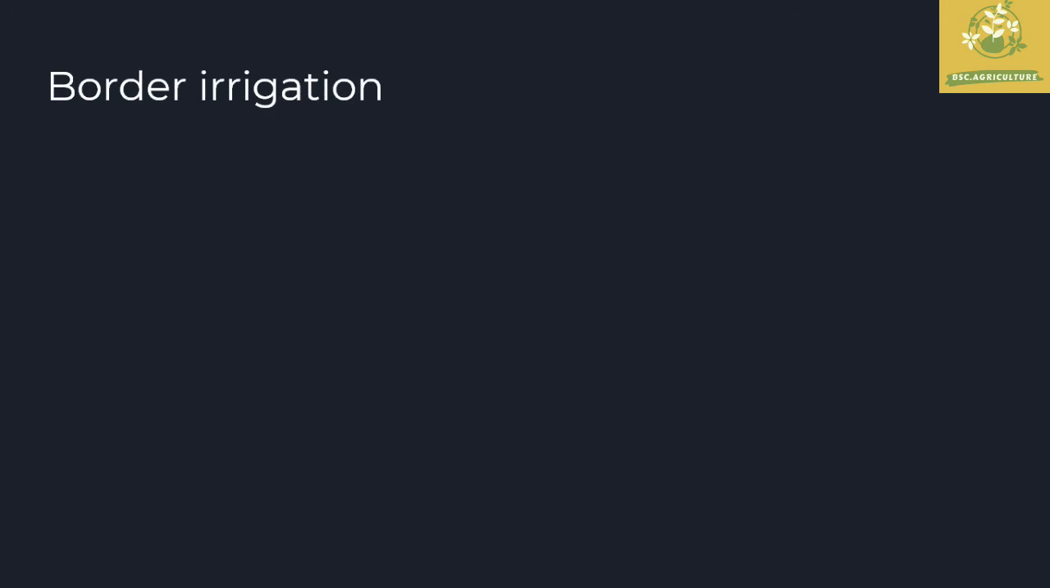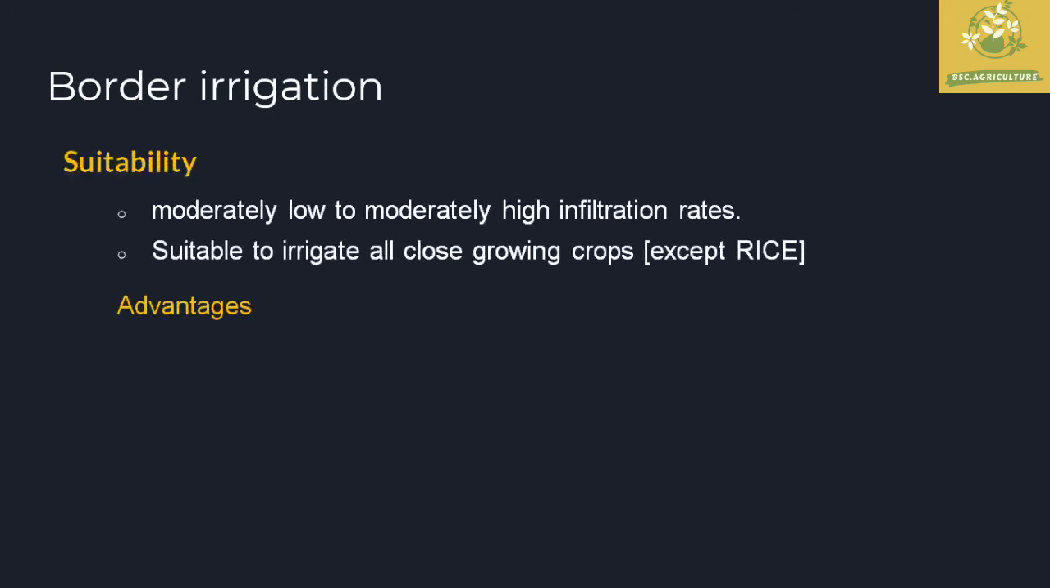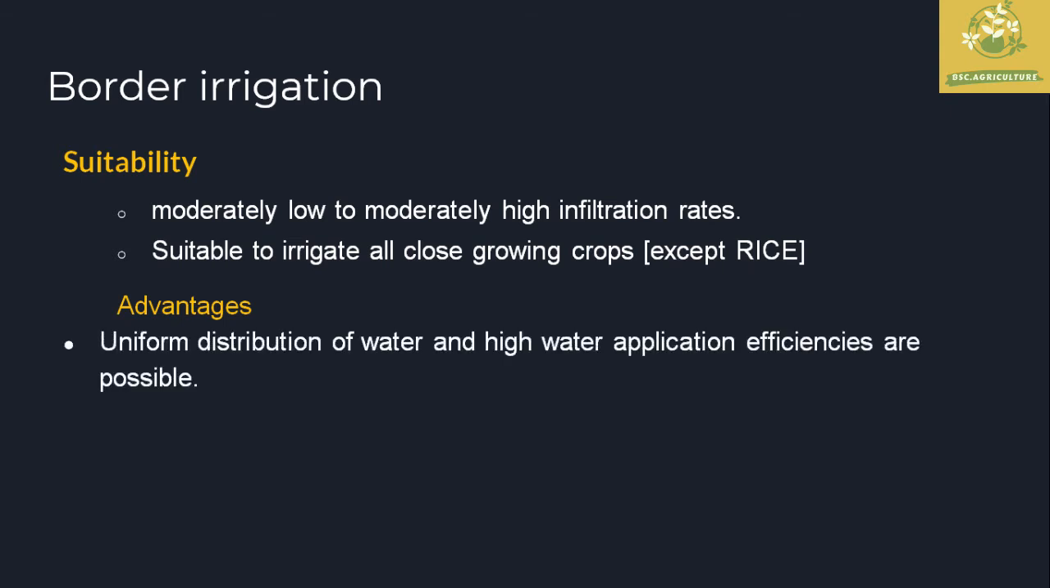While seeing border irrigation, it is moderately suitable in soils with moderately low to moderately high infiltration. It can be used for all close growing crops except rice. The advantages of border irrigation are a uniform distribution of water, high water application efficiencies are possible, and large irrigation streams can be used effectively.